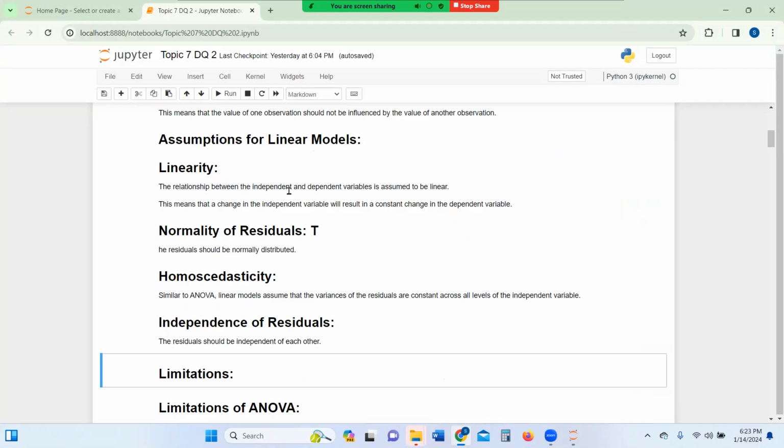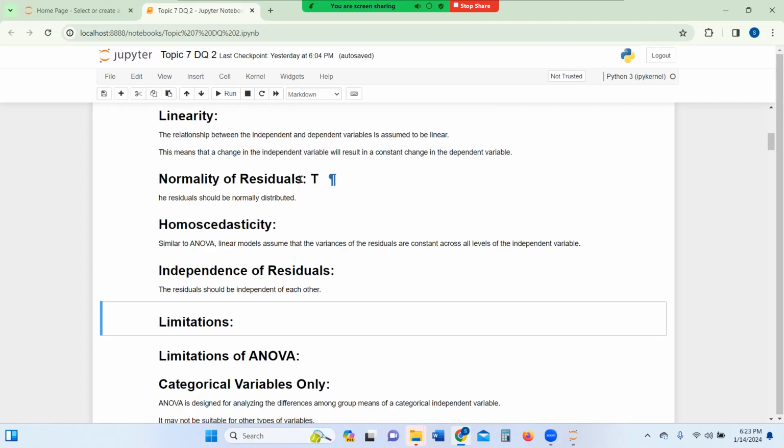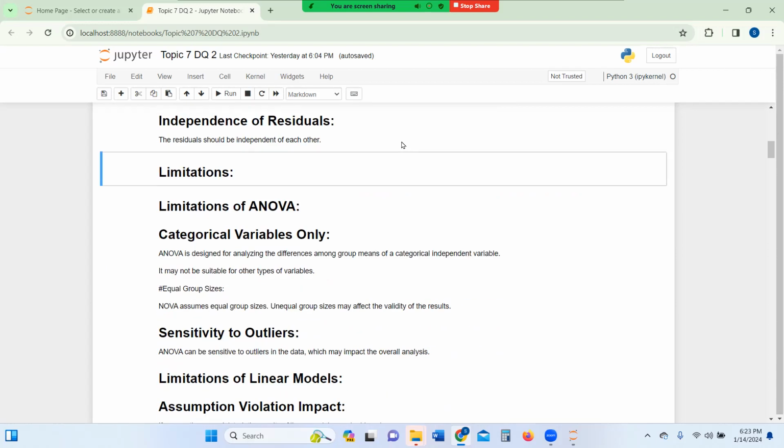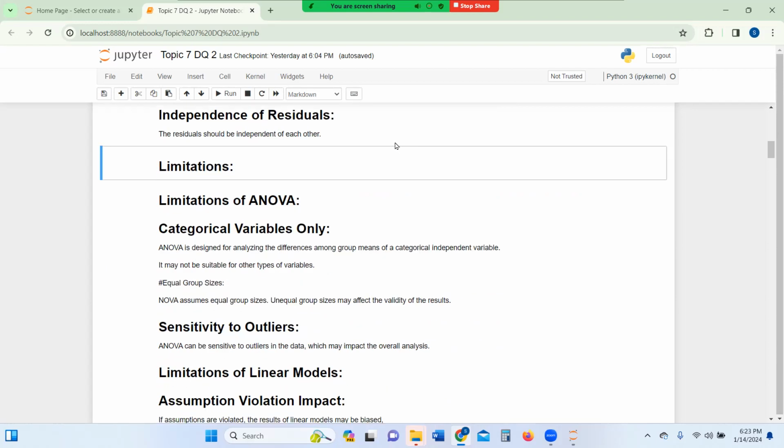The assumptions of the linear model: linearity, where the relationship between the independent and dependent variables is assumed to be linear. For normality of residuals, the residuals should be normally distributed. For homoscedasticity, the variances of the residuals should be constant across all levels of the independent variables.